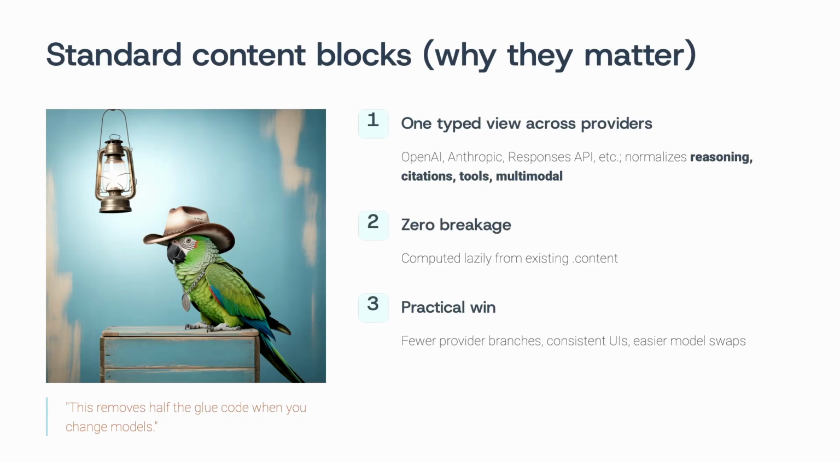The standard content blocks we talked about at Vue, which is normalizing across OpenAI, Anthropic, and others, right? And all your reasoning, all your citations, all your tools, but also your multimodal inputs. I think it's kind of cool. And supposedly the whole idea here is, just like we started 2 years ago with LangChain, it makes it easier to switch between providers.